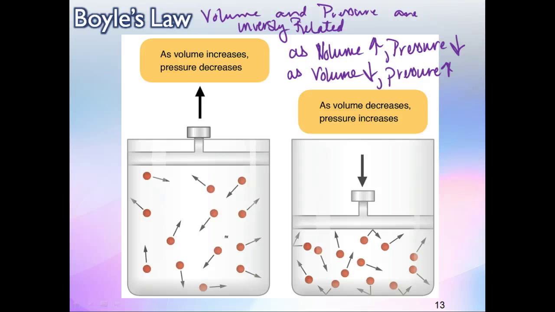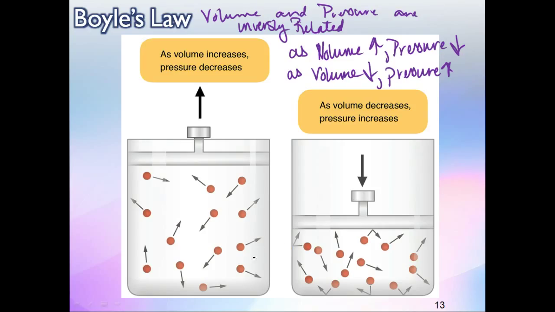Now, this has to do with the fact that all molecules in a gas are in constant motion. If you look in this chamber here, each of these 13 molecules has a whole bunch of room to move around in, which means they're less likely to bump up against one another or bump up against the sides of the glass.